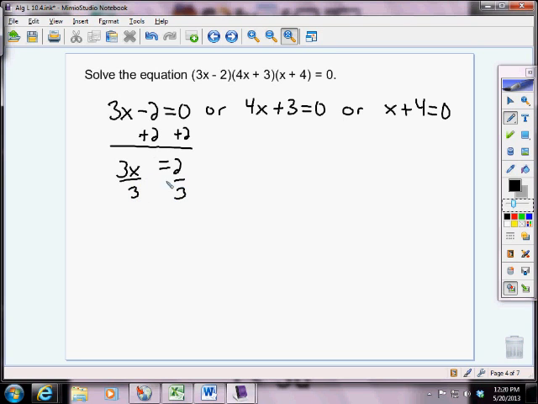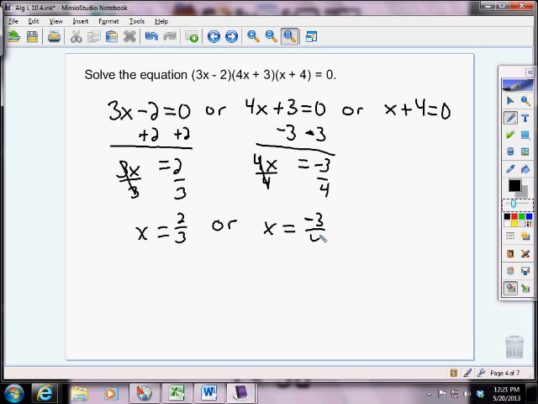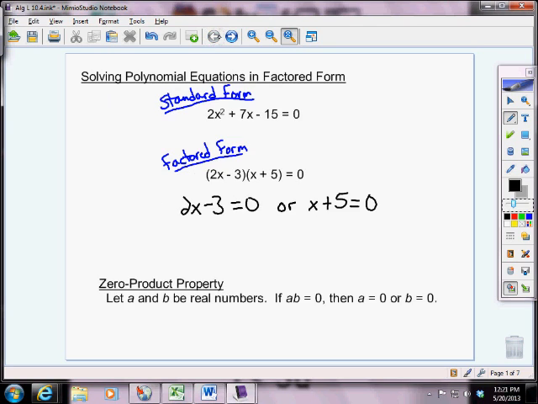At this point here, ladies and gentlemen, when I'm dividing both sides by 3, just leave it as 2/3. Don't write it as 0.67 or 0.6 repeating. It's okay to have a fraction in your answer, because the same thing is going to happen here. We'll get a -3/4. Again, guys, be careful. Don't lose your negatives anywhere. So in this case, our solutions are 2/3, -3/4, or -4.